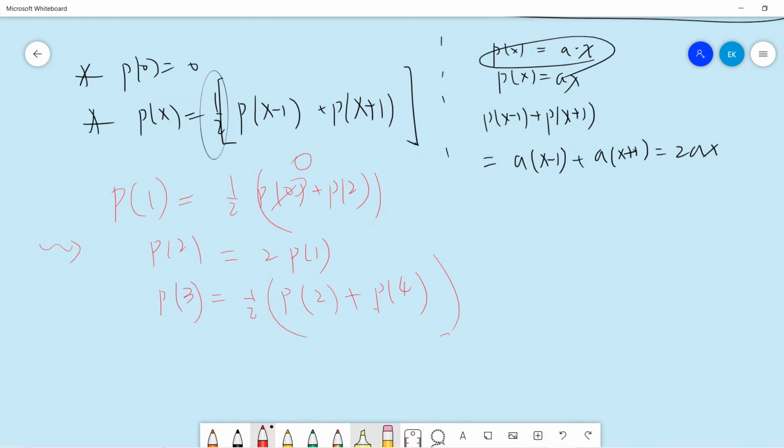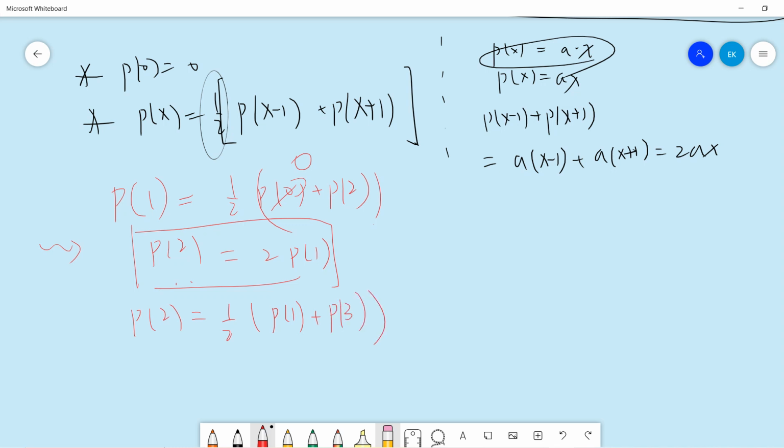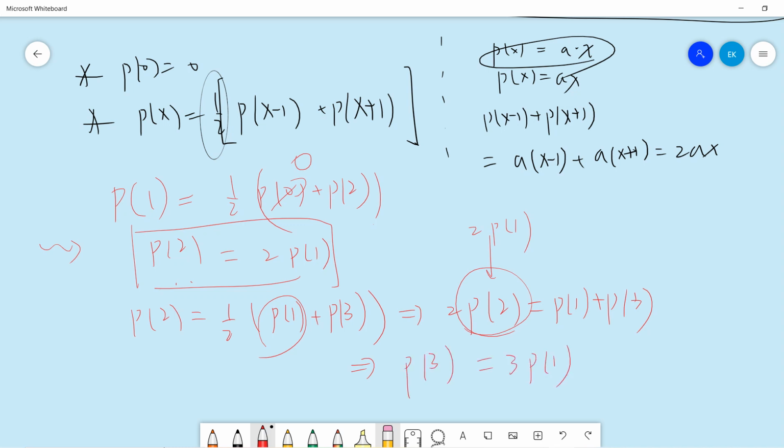Oh, by the way, this is too fast. So I plug in x equals 1, right? I get this. How about x equals 2? I get P of 2 equals a half P of 1 plus P of 3. And P of 1 is what? I don't know P of 1, right? But I know that this tells you 2P of 2 is P of 1 plus P of 3. So from here, I get P of 2 is 2P of 1, which gives P of 3 is 3P of 1.